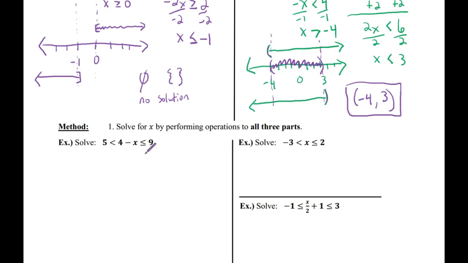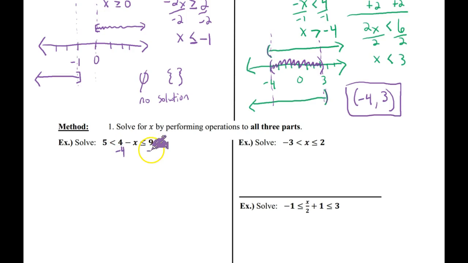And there's one of 2 ways to solve it. The first way is if you only have variables in the middle section, as you see in this inequality, then whatever you do to get x alone, you have to do to all 3 parts. Since there's only an x in the middle, I want to get rid of this 4. I would subtract 4 from the middle.